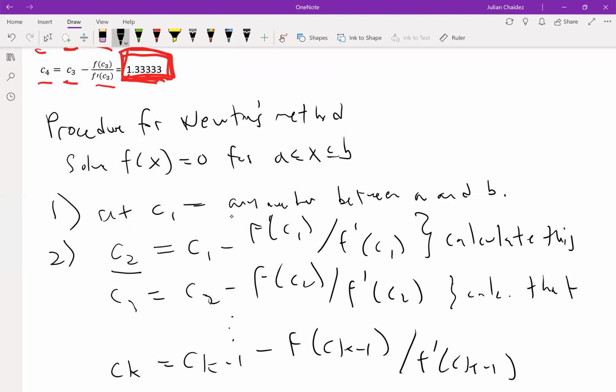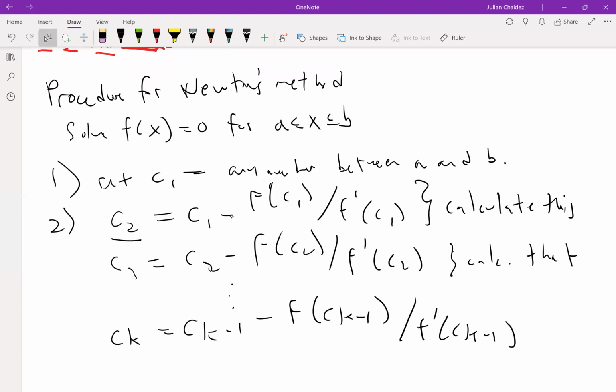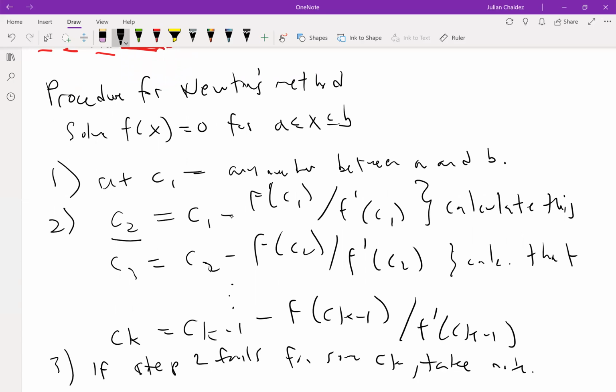And at some point in this procedure, the derivative might not be well defined, in which case your iteration could fail. But if that happened, so if step 2 fails for some CK, then you could just take note of that, and you don't have to keep going. You generally probably won't be asked to keep going with the iteration. Okay, anyway, so that's basically the procedure for Newton's method.